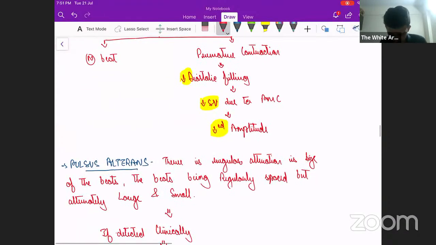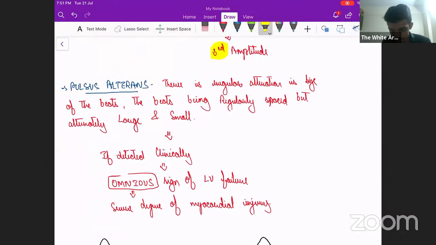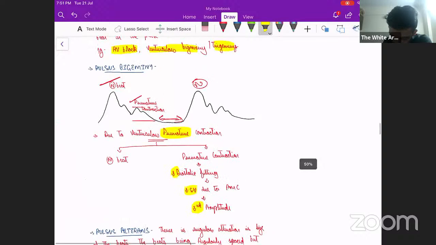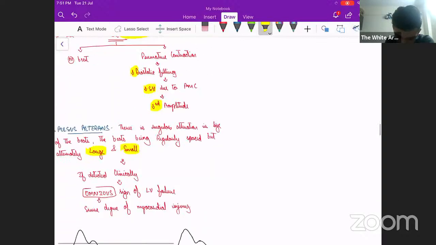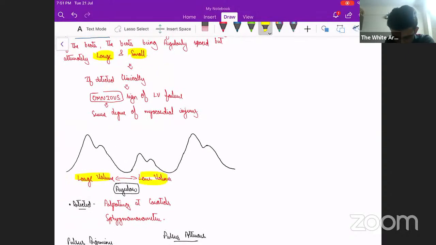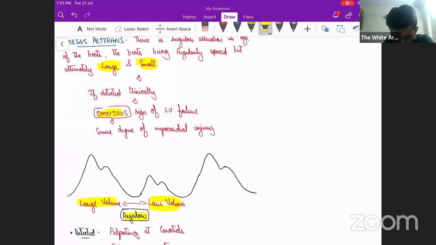In pulsus alternans, there is regular alteration in the size of the beats: regularly spaced but alternately large and small. Here the activity is regular, with one large volume pulse and one low volume pulse at regular intervals, whereas in bigeminy the activity is irregular because a premature beat comes in. If detected clinically, it is an ominous sign of left ventricular failure.